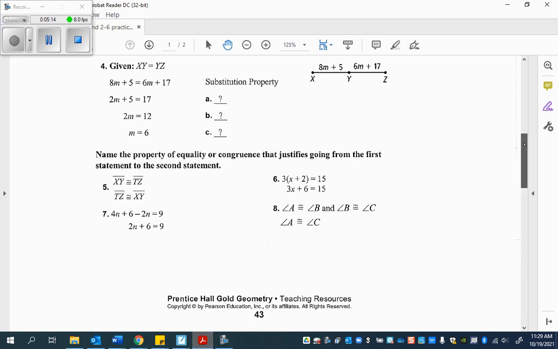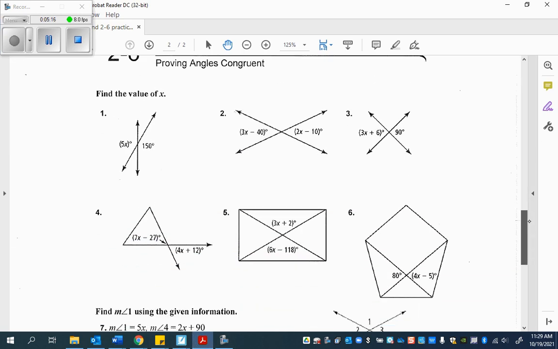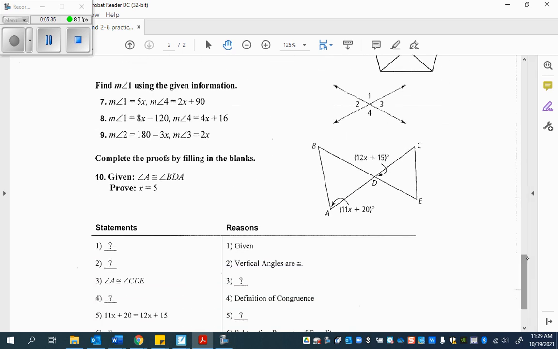When you look on the back of the page, you had a couple conversations finding the value of x. All of these are vertical angles. Our vertical angle theorem is the one that says because vertical angles are congruent, you can go ahead and set each of those expressions equal to each other and solve. Now, if you look at 7, 8, and 9, your key only has half of the answers.